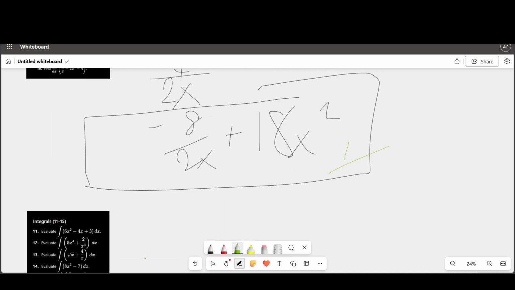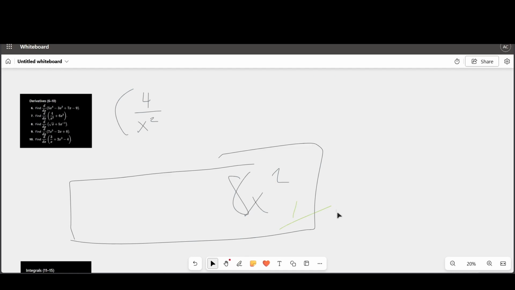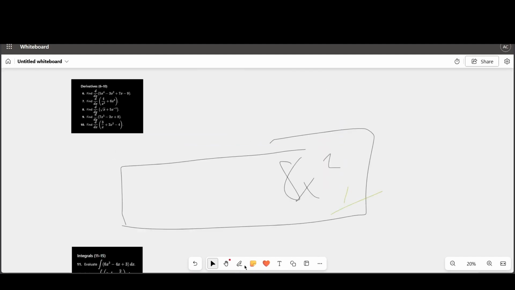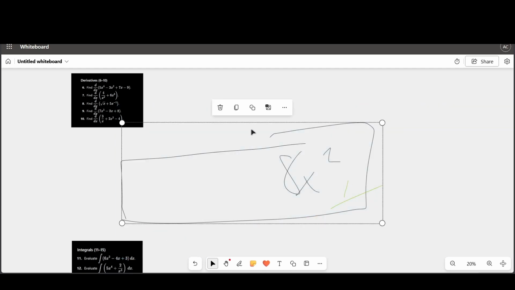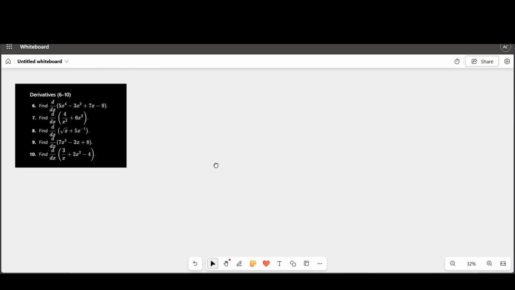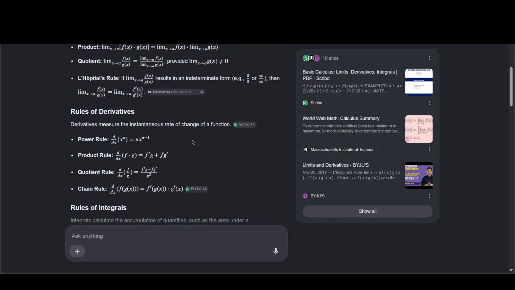So let's just move on to the next problem. Problem number 8. Derivative of, oh my god, we got another x, square root of x. Alright, fine. We'll just do that, I guess. Let me just check the rules for derivatives, to see if I'm missing anything.